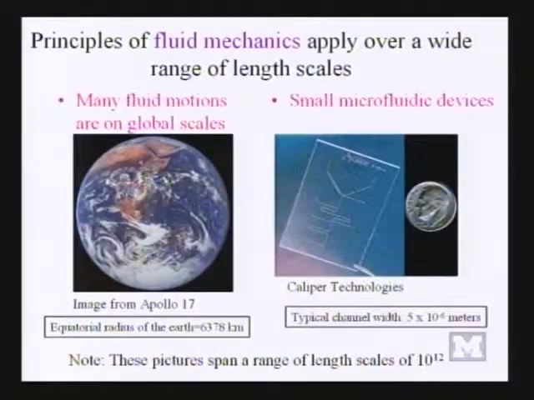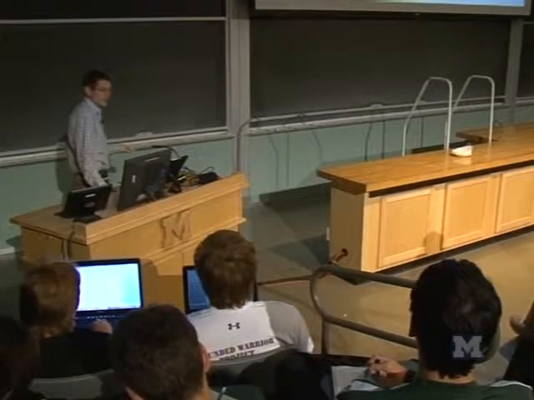Okay, so a thing to note about fluids is that the same principles actually can apply over a very wide range of length scales. So we can apply the equations of fluid dynamics to the swirls of the clouds in the atmosphere. You can see on this image of Earth, there are these swirling patterns. That's described by the equations of fluid mechanics. And the scale of the Earth is about 6,000 kilometers is the radius of the Earth. So those fluid motions exist on a very large scale. And the very same equations can actually apply on a much smaller scale.